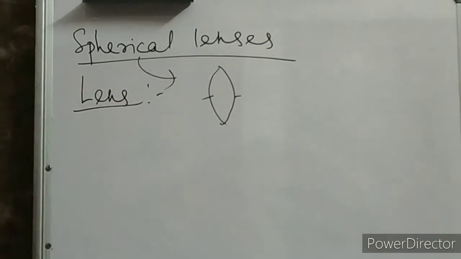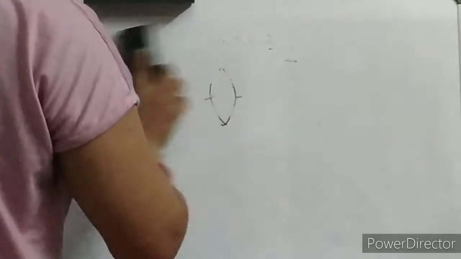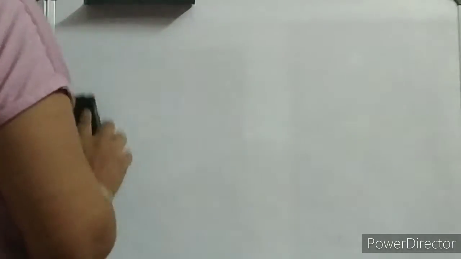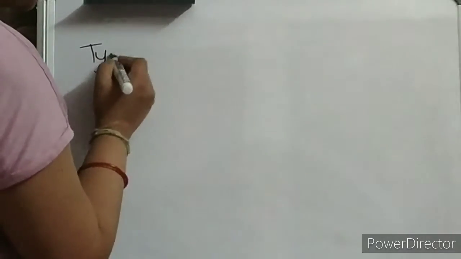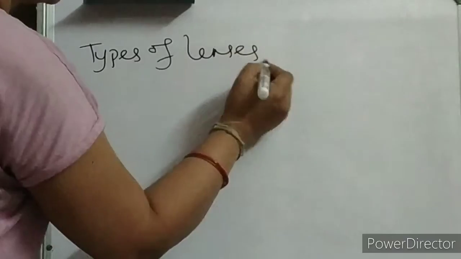Now let us discuss the types of lenses. What are the types of lenses? Immediately you will say two types, convex and concave. Everywhere in the 10th book it is there. No children, we are only discussing two types of spherical lenses because that is under your 10th syllabus. But there are 6 types of lenses.